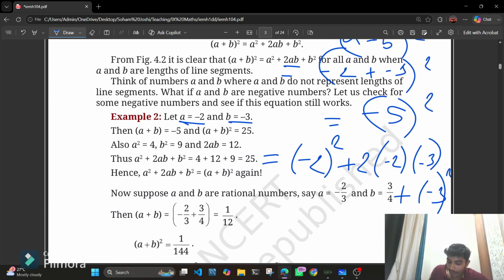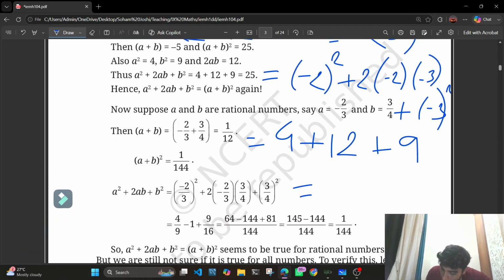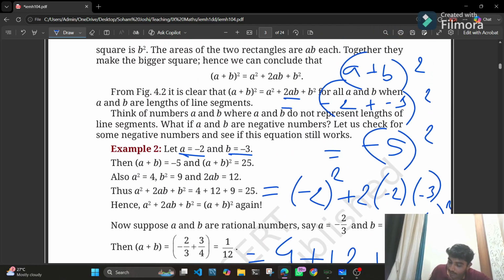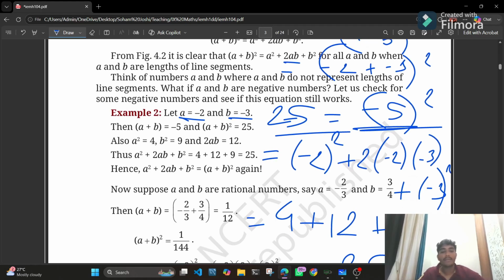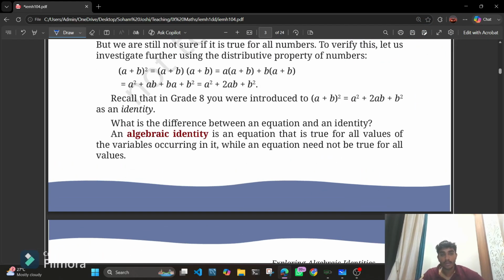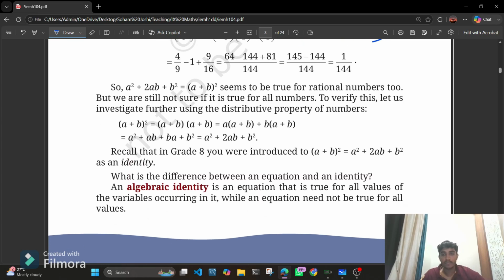You know that the square of a negative number is always positive. So minus 2 whole square is 4. Then minus 2 into minus 3, we get plus 6, and plus 6 into 2, we get plus 12. So 12 plus minus 3 into minus 3, that is minus 3 whole square, is equal to 9. So if we add this, we get 25, which is equal to minus 5 whole square, that is 25 only. Okay, I hope this is understood. And we have got the answer, right? So yeah, cool.